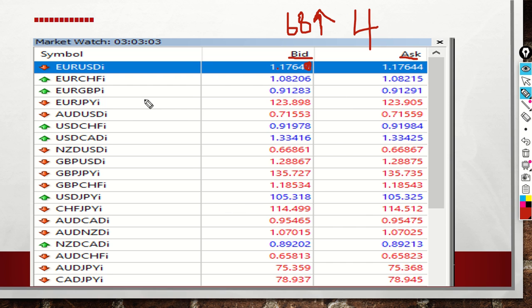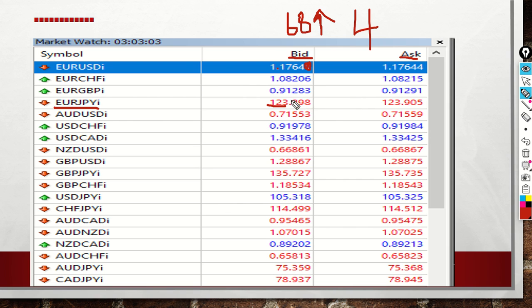So let's see the case where we are having a yen pair. This is euro yen. As you can see on yen pairs, the value is closer to 100. Here we have 123, and we have 3 digits after the comma in here.